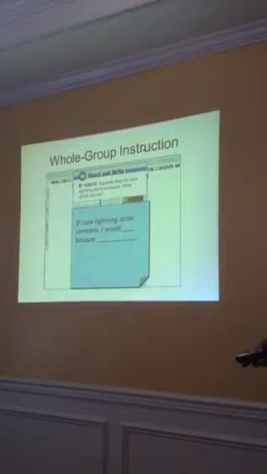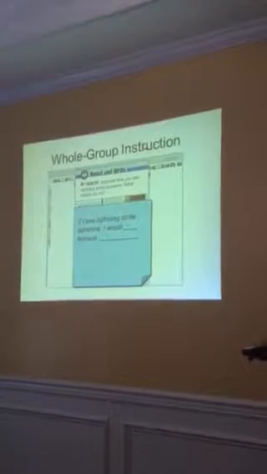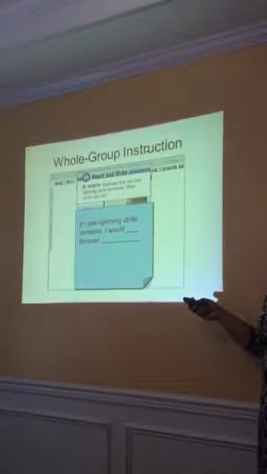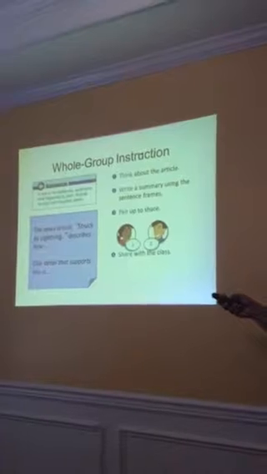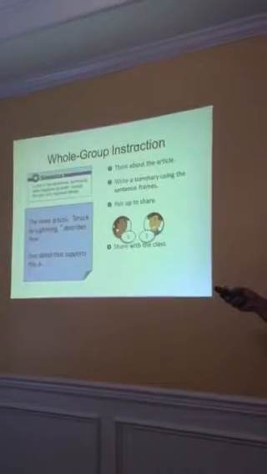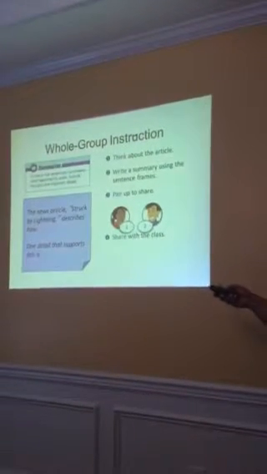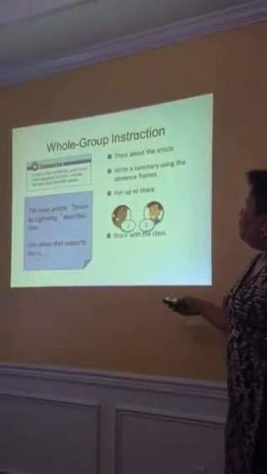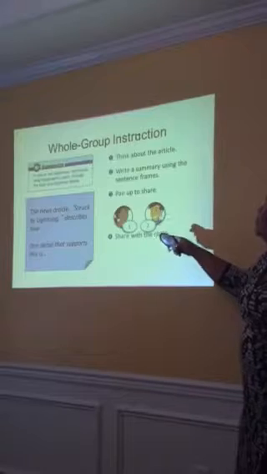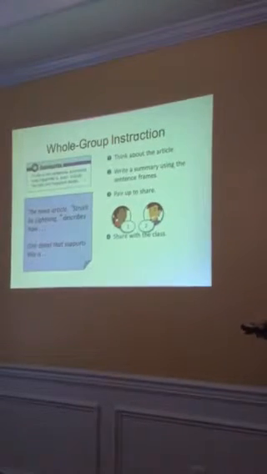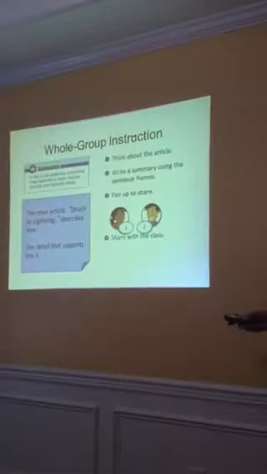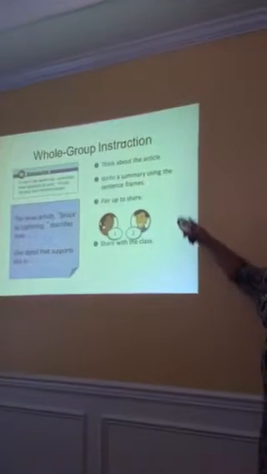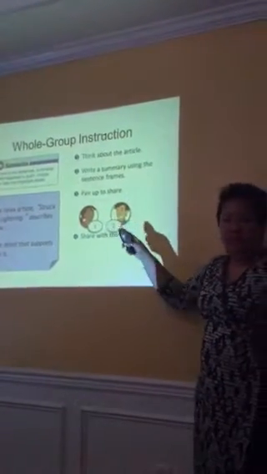Suppose that you saw lightning strike someone. What would you do? This is an example of a react and write prompt. And the whole group instruction's summarize, which would be at the end of the period. They have all read the news article Struck by Lightning. So they think about the article, they write a summary using the sentence frames, then they pair up to share with each other, then they share with the class. This is called think, write, pair, share.